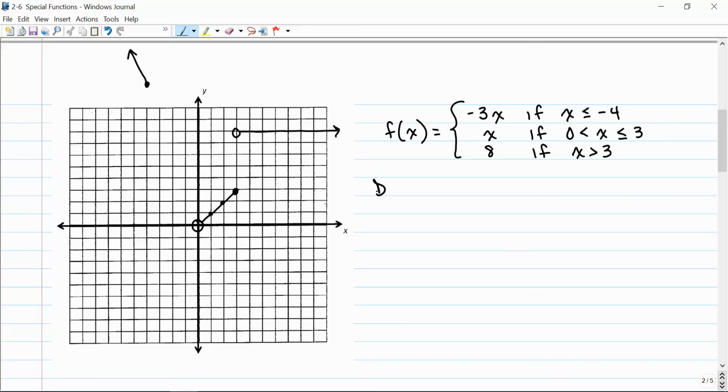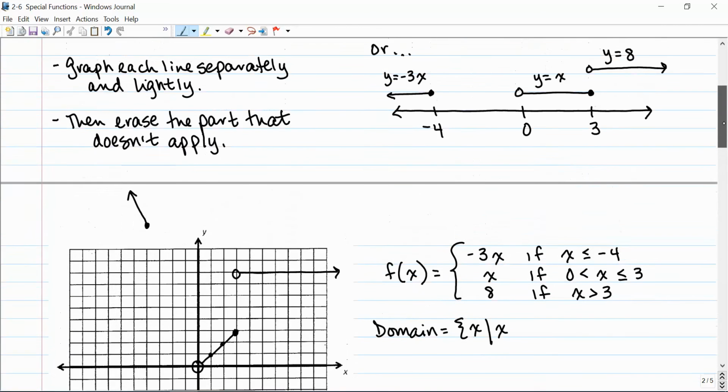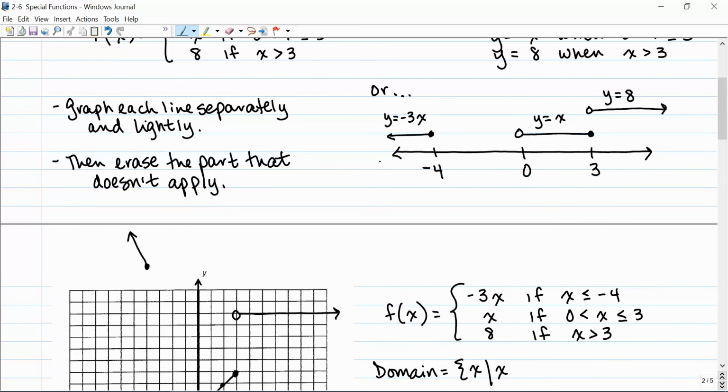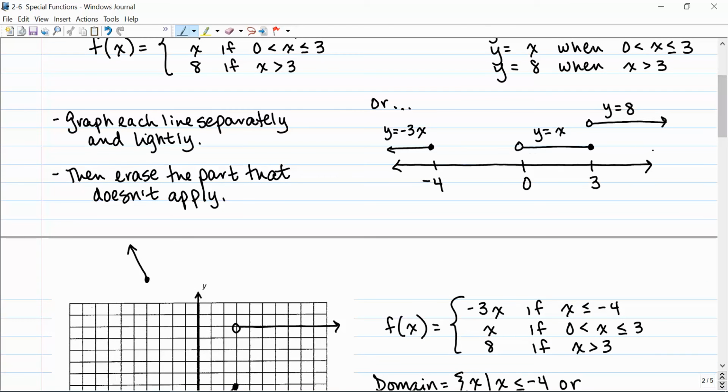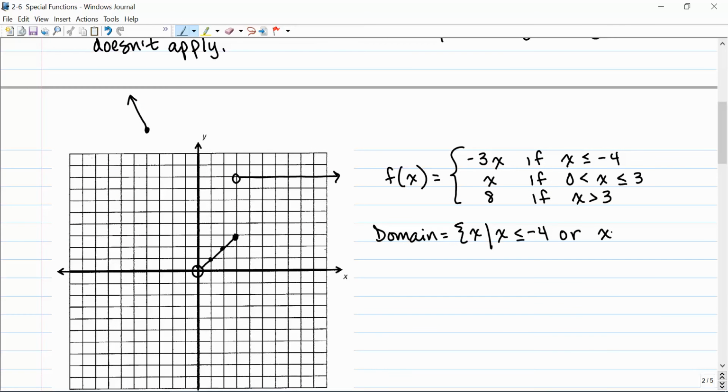So let's take a look at what the domain is. Remember, the domain is what can x be. So my domain is the set of all x such that x, now can x be anything? No, it actually can't, because a good way to look at this is to look back at the number line that we drew here. So x can be less than or equal to negative 4, or, looking at the graph here, at the number line here, anything greater than 0, or x is greater than 0.